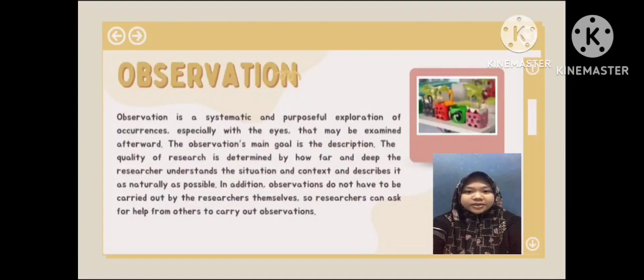Okay, I will explain the next material. Observation. Observation is a systematic and purposeful exploration of occurrences, especially with the eyes, that may be examined afterward. The observation's main goal is description. The quality of research is determined by how deeply researchers understand the situation and context and describe it as naturally as possible. In addition, observation does not have to be carried out by the researchers themselves, so researchers can ask for help from others to carry out observation.